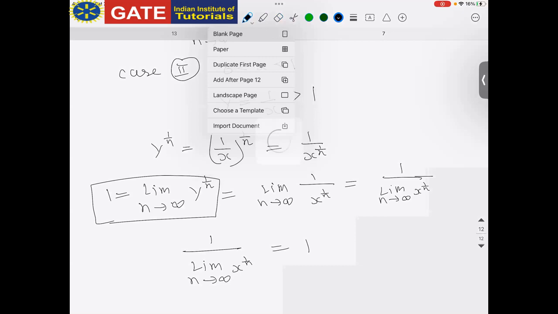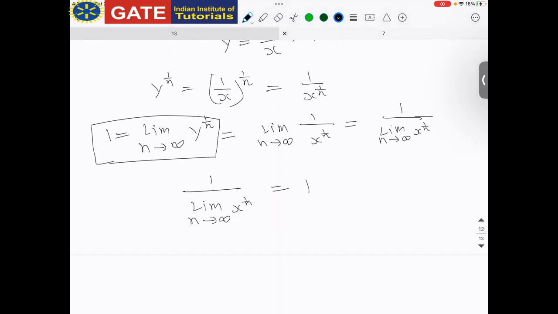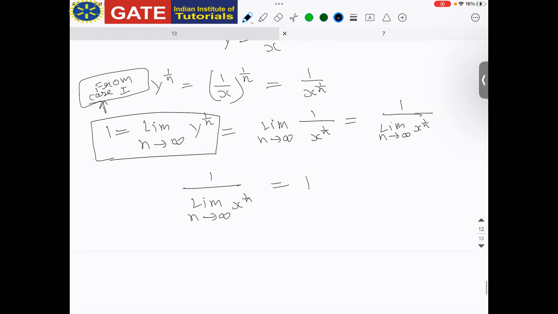But how do we get limit n tends to infinity y to the power 1 by n equal to 1? Because y is greater than 1. Y is 1 by x. X is lesser than 1, but when you take the reciprocal, it will become greater than 1. Now we are using the previous case, case 1.